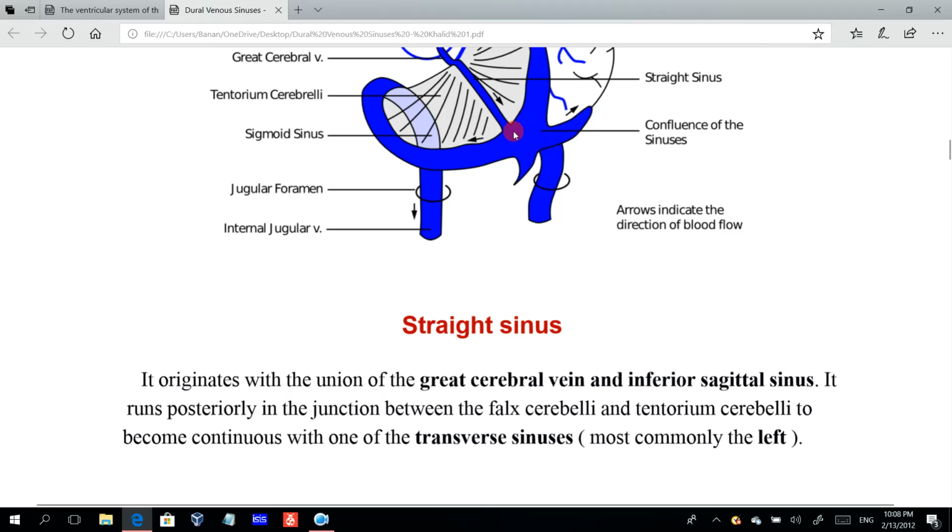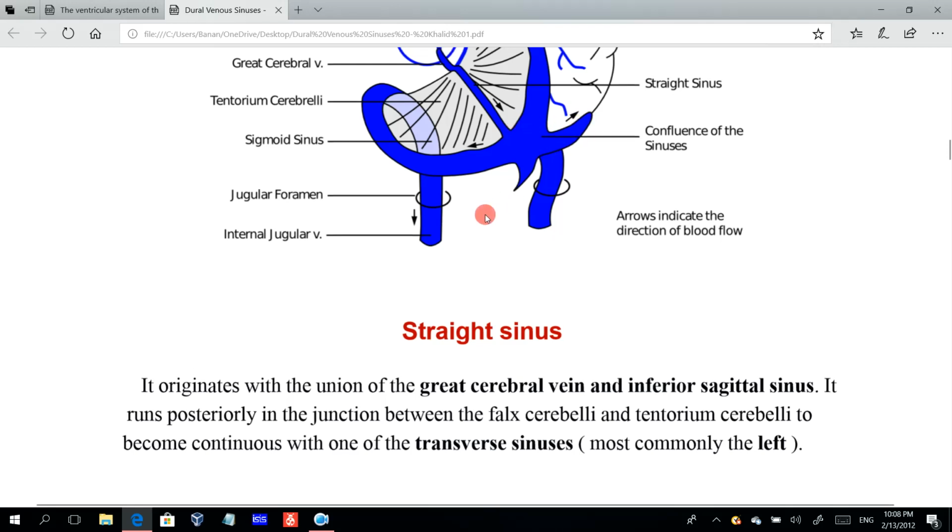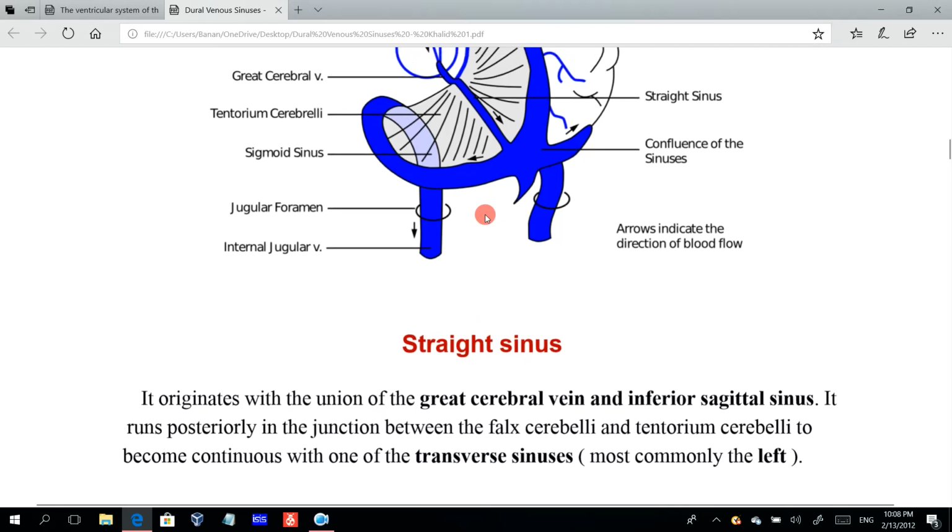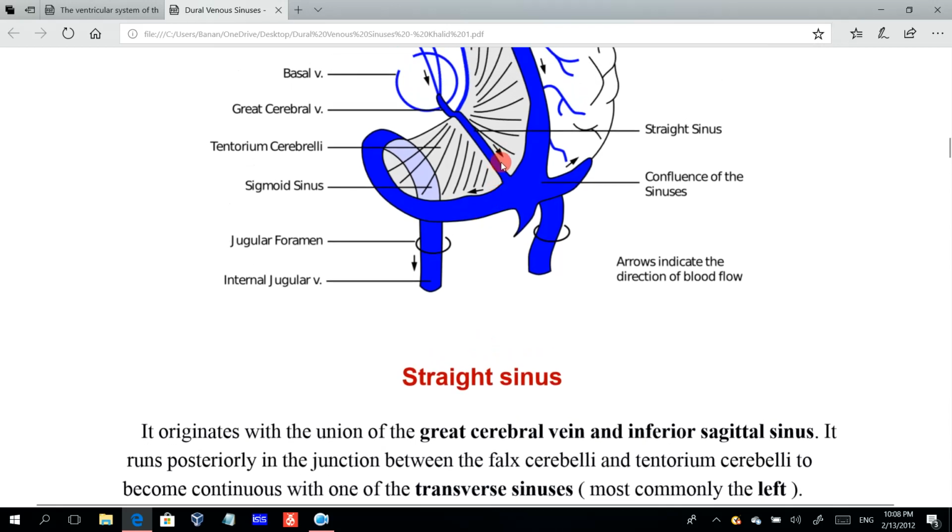Although this picture will not show you exactly what I said, you should put in your mind that the straight sinus usually goes to the left side to form the left transverse sinus, while the superior sagittal sinus, usually its blood goes to the right side, and it will form the right transverse sinus. Okay.